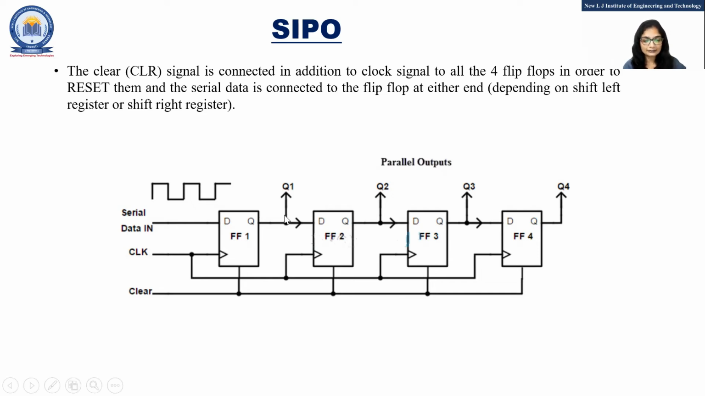But you can see here, at the same time, whenever this data is shifting, we are collecting this data at each and every output terminal of the flip-flops. Q1, Q2, Q3, Q4. So we are taking output simultaneously. That's why the name is serial in parallel out.